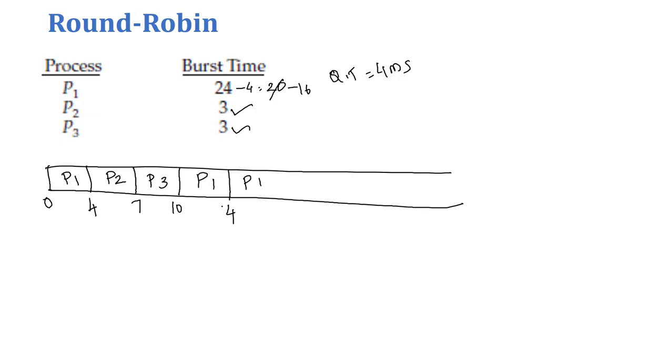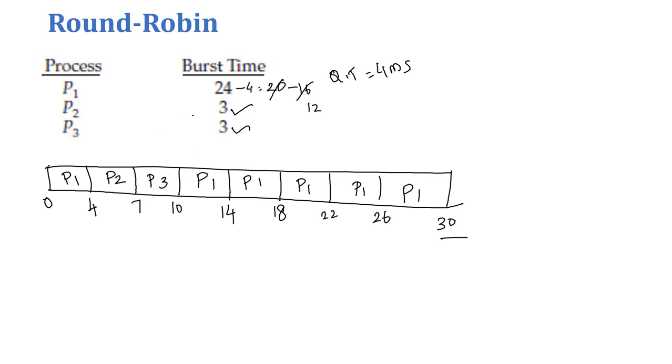Again P1 executes 4 milliseconds, so the remaining goes from 16 to 12. Like that it goes on. P1 will complete its job at 22, then again P1 executes, at 26, then P1 and 30. At time 30, P1 continues even though no other process is there.